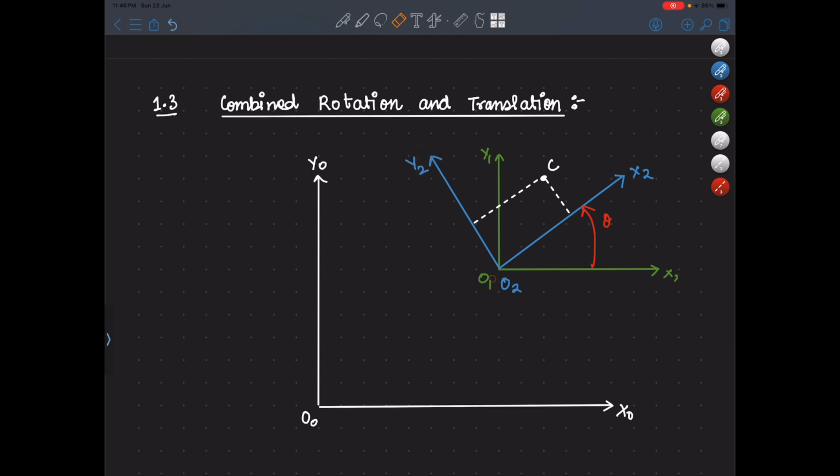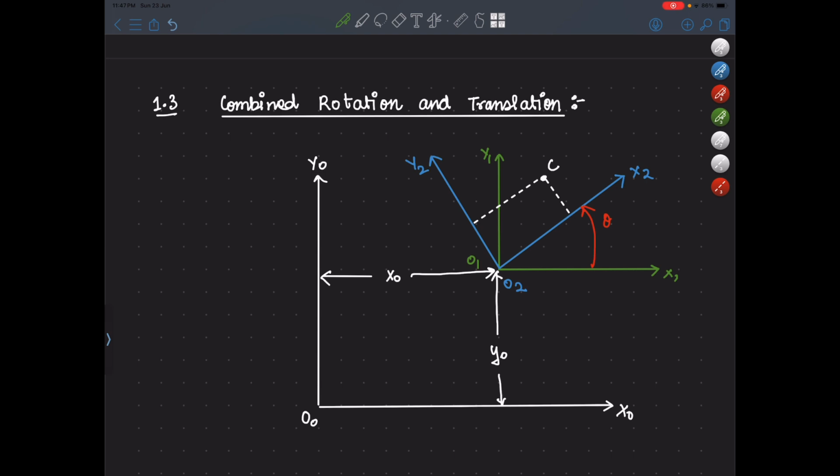Now let's write the values. First of all, how much has the origin moved due to the translation? X naught, Y naught. So this is what it is now, and it has been rotated by angle theta.